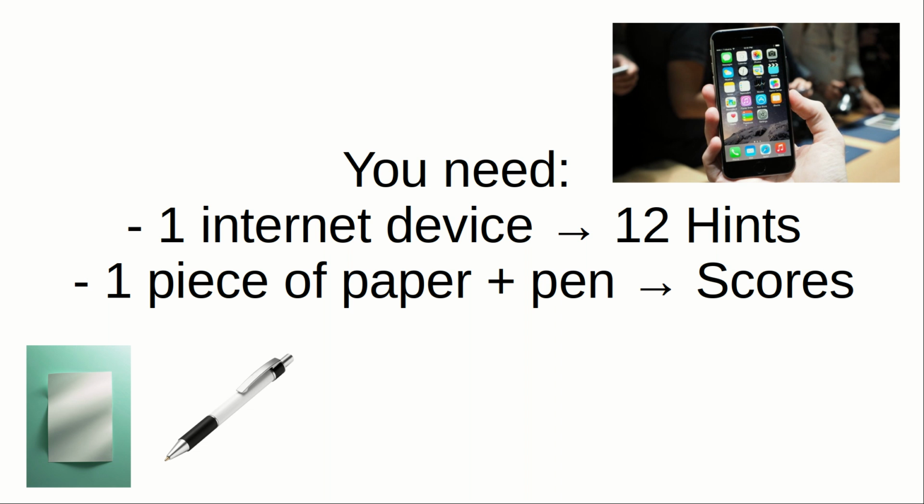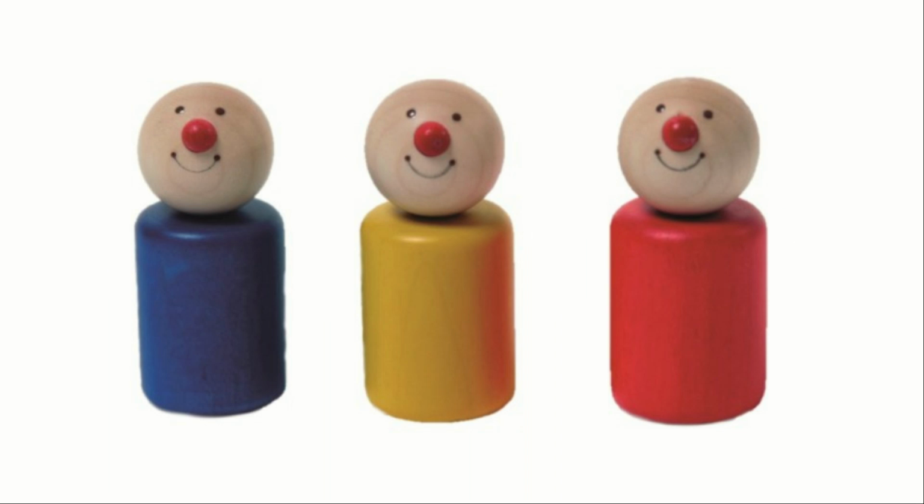You should also have a piece of paper and a pen to keep track of the scores of each player. So, let's pretend we have these three players: player blue, player yellow, and player red. What is this game now all about?